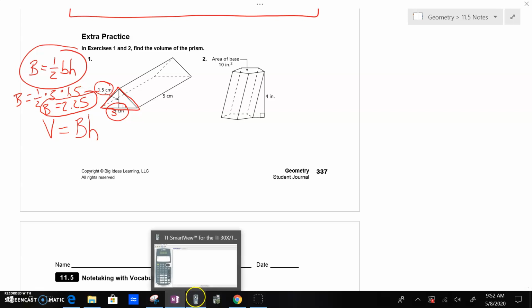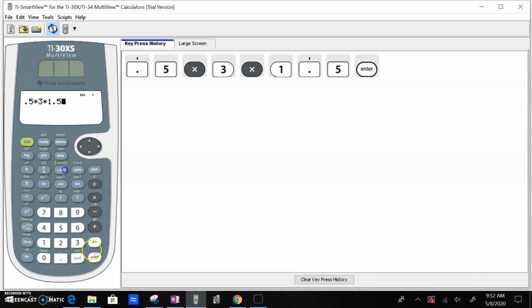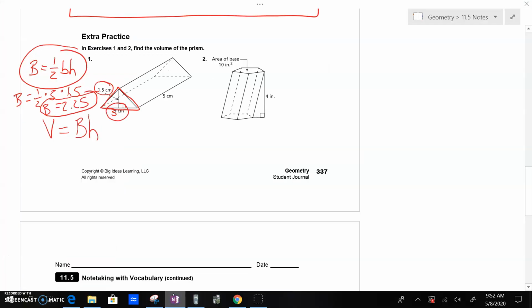And let's verify that. So let's go half, or 0.5, times 3 times 1.5, just to make sure I'm right and I'm not skipping anything. And there's our 2.25. So that's the area of the triangle. And then what we're going to do is multiply that area of the triangle, which is 2.25, that's our base, times height, which in this case, the height of the overall prism, is a 5. So we have this triangular prism.